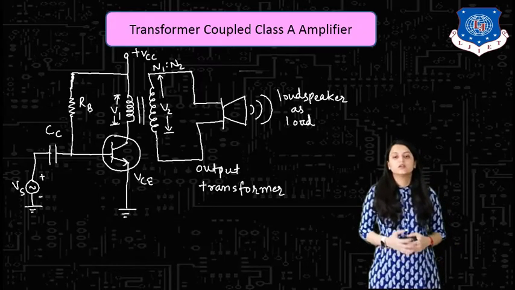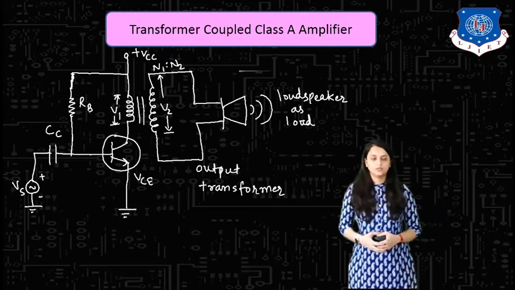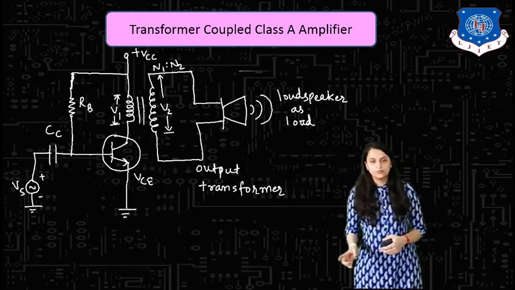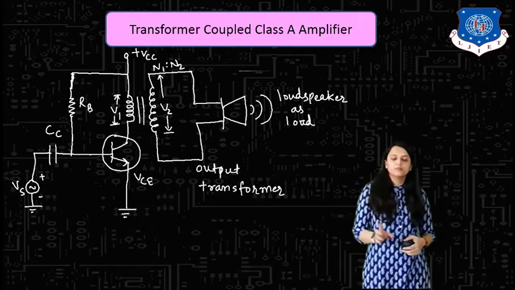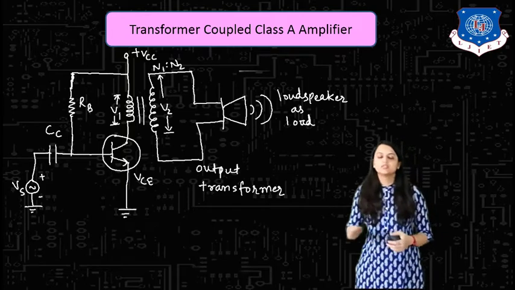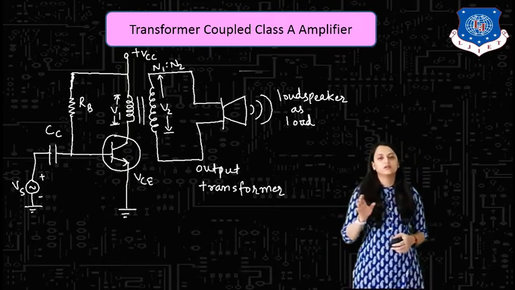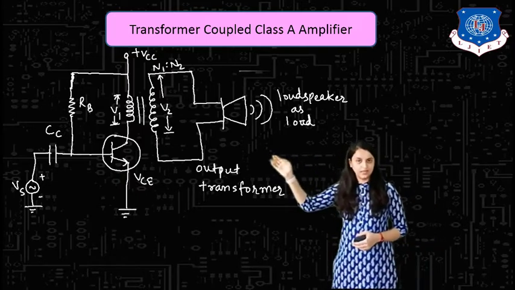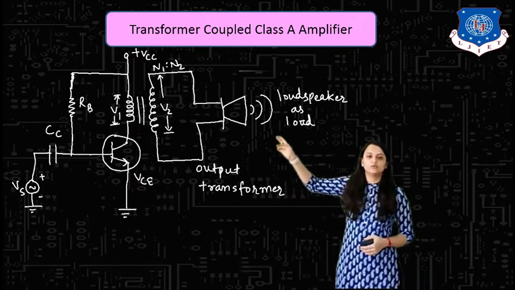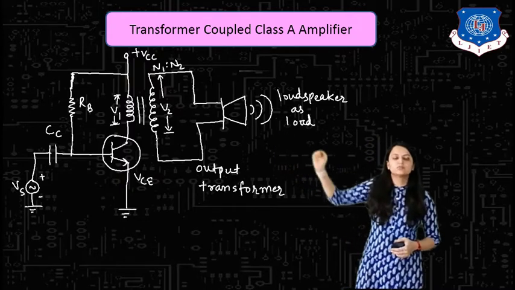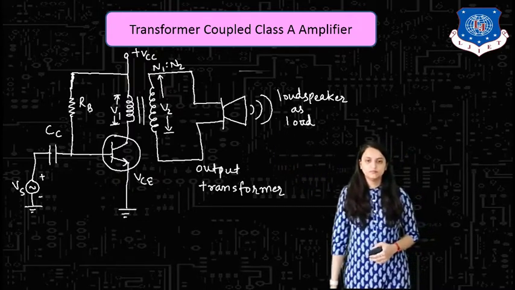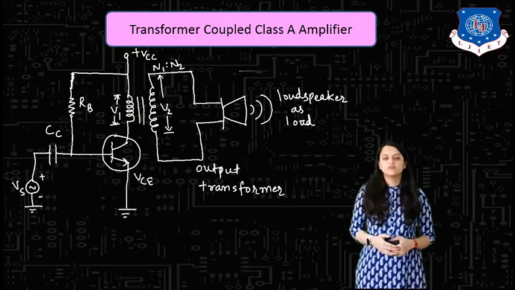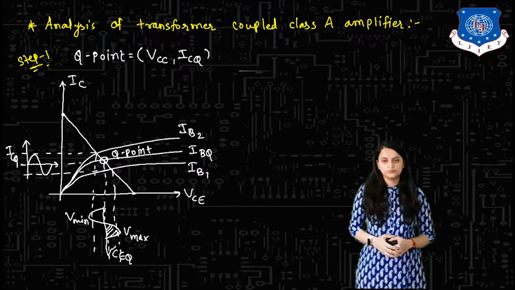Now next is the transformer coupled class A amplifier. It is called so because at the output side, the transformer is coupled to the load. The load is not directly connected to the transistor, but coupled using the transformer. Here the transformer coupled class A amplifier is indicated, where the transformer is connected to the load. Here we have used a loudspeaker as the load. The output transformer has the winding ratio N1 to N2.